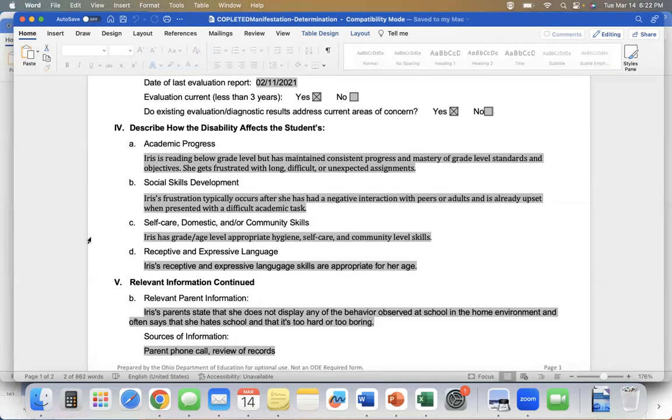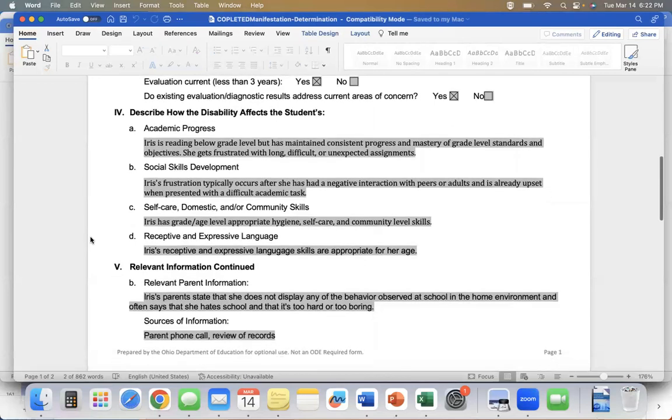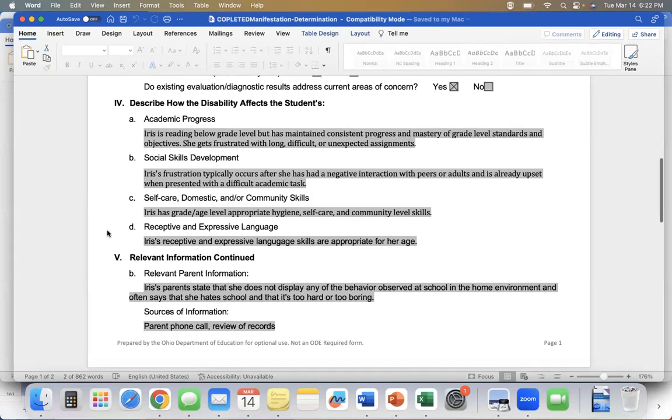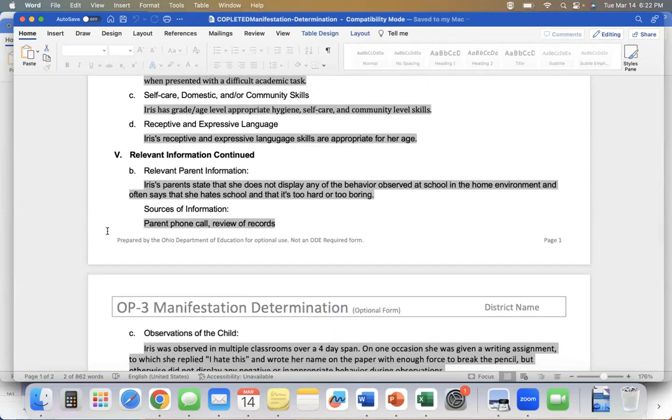Self-care, domestic or community skills. She has grade and age level appropriate hygiene, self-care, and community level skills. She is able, in other words, to express herself with words when she is upset. Receptive and expressive language are appropriate for her age. And again, what we're looking at here in these areas is, does the student have a disability that is significant enough that it impairs their ability to appropriately communicate their feelings, to let others know, or to understand directions that are given to them? Relevant parent information.